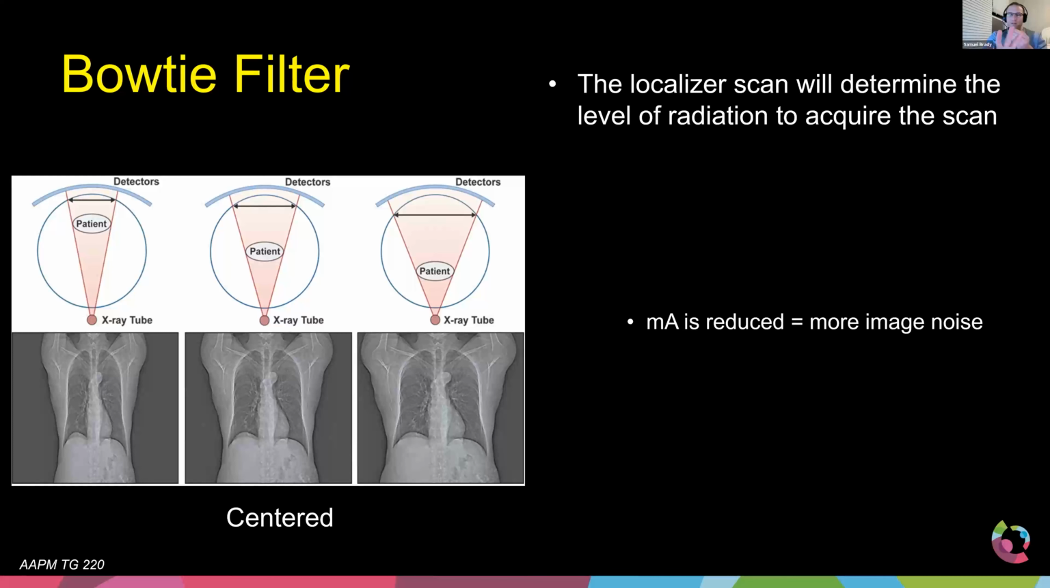If you do the AP first, you don't know if they're centered. And then you do the lateral. Oh, they're not centered. Well, you have to do it all again. And so that's why I personally prefer to do a lateral first and then the anterior posterior.